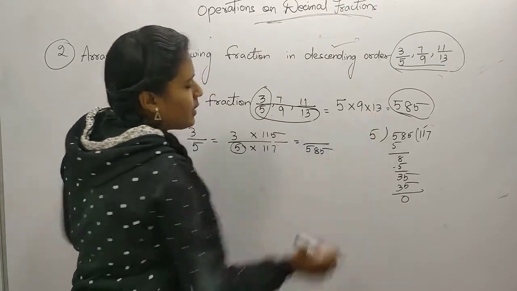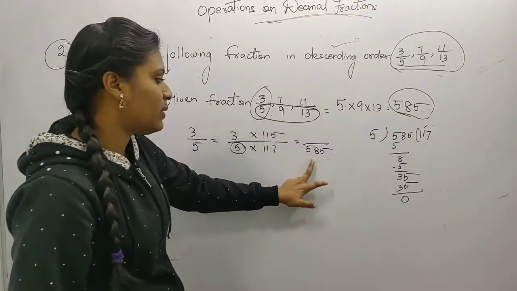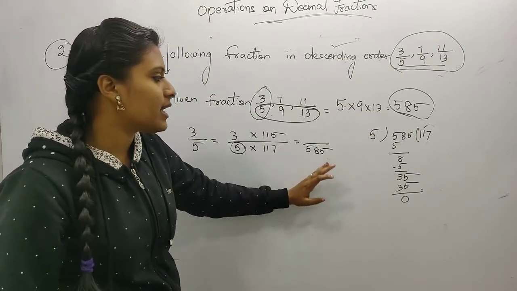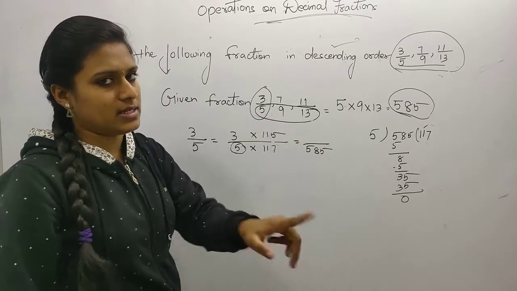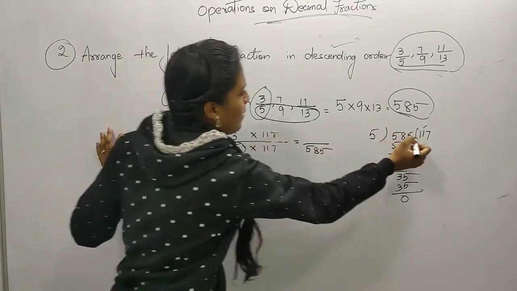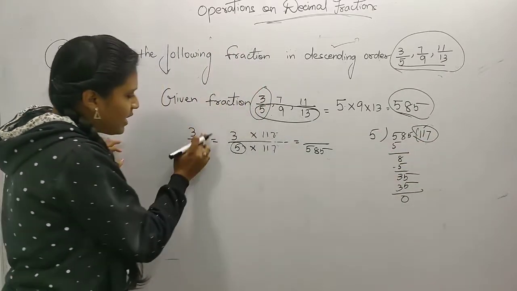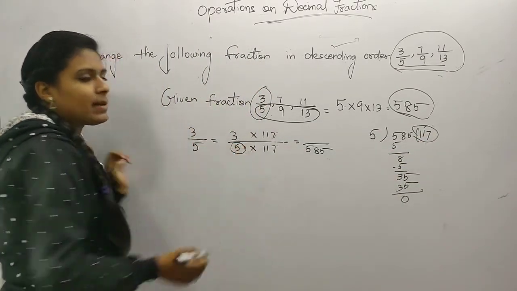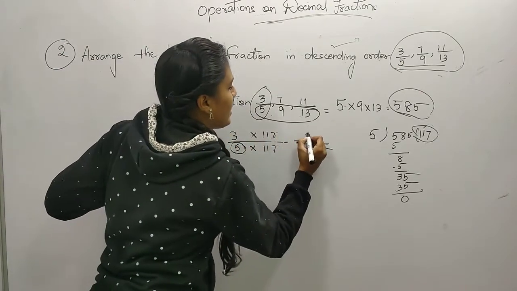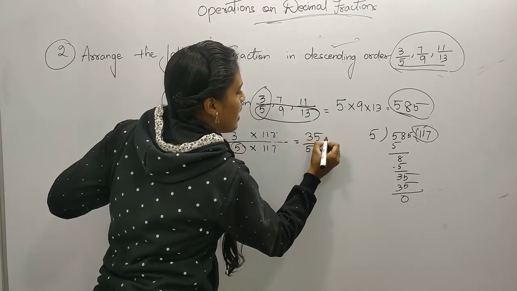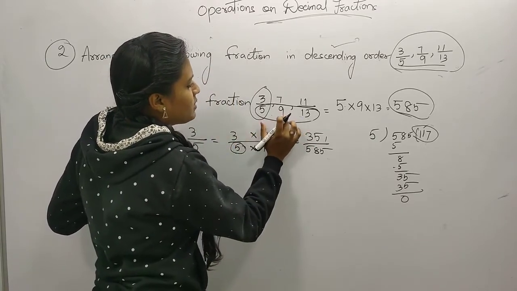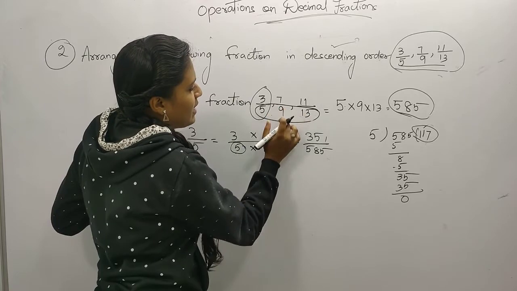What answer did we get in multiplication? The same answer must be in the denominator. If it comes, then the denominator is correct. If it does not come, it is wrong. We must multiply the coming value with both the numerator and denominator. By multiplying 3 into 117, what will you get? 351. In this way, we must solve once again for both fractions, 7 by 9 and 11 by 13.